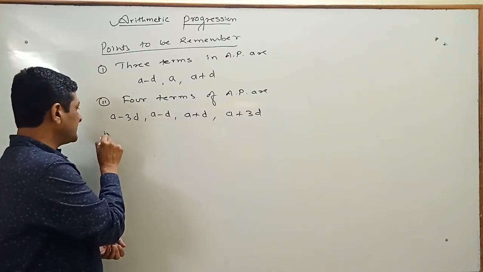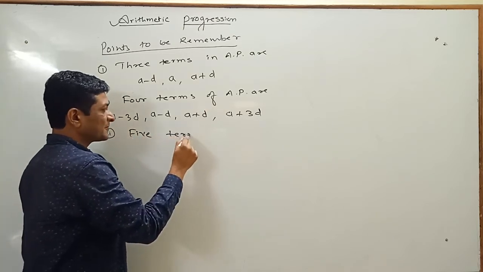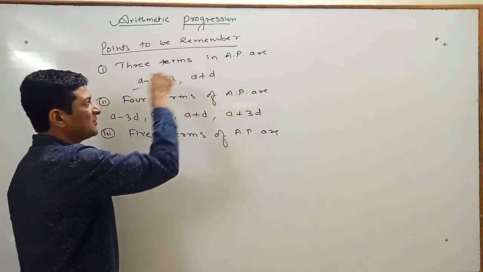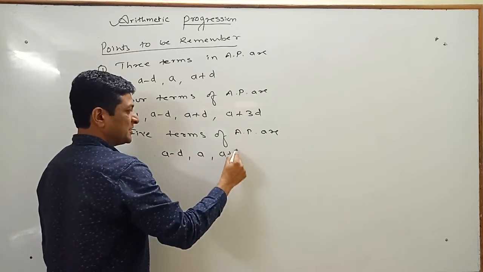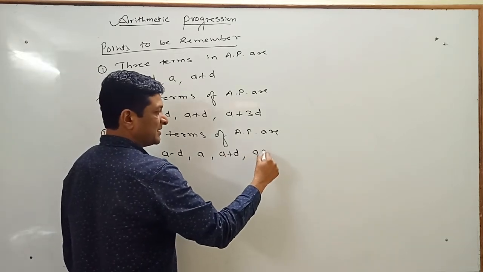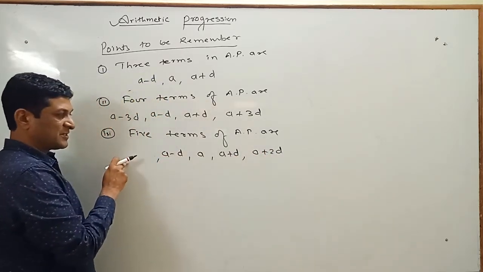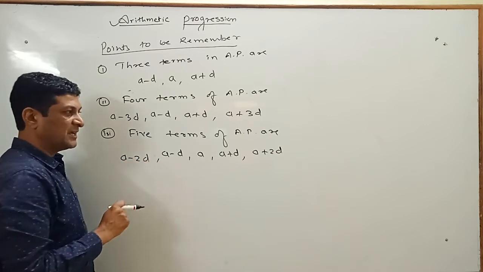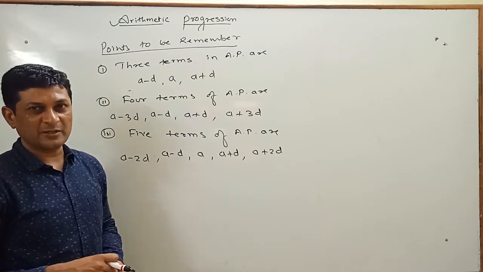Now let us consider five terms of arithmetic progression. We have already seen that three terms in arithmetic progression are a minus d, a and a plus d. Here we are discussing five terms. To find the next term, we add d, so a plus d becomes a plus 2d. And to find its previous term, we subtract d, so a minus d becomes a minus 2d. Consider these as five terms if the example is related to five terms in arithmetic progression.